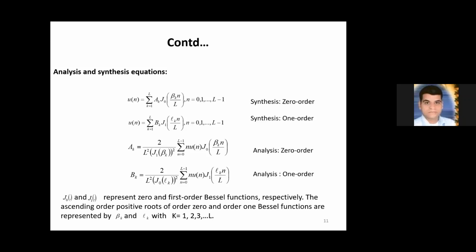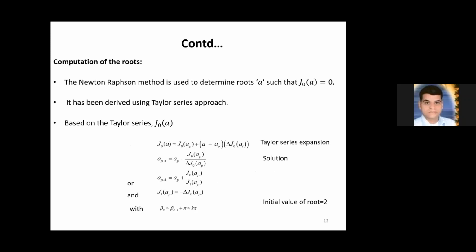Here AK are the coefficients corresponding to the order 0 FBSE expansion, and BK are the coefficients corresponding to the order 1 FBSE of the first kind. The Bessel function roots can be computed using the Newton-Raphson method. Based on the Taylor series expansion, we can represent the Bessel function with such an expression, and then we can use the Newton-Raphson method to solve it. The initial value of the root is selected based on the rule beta k approximately equal to k pi.